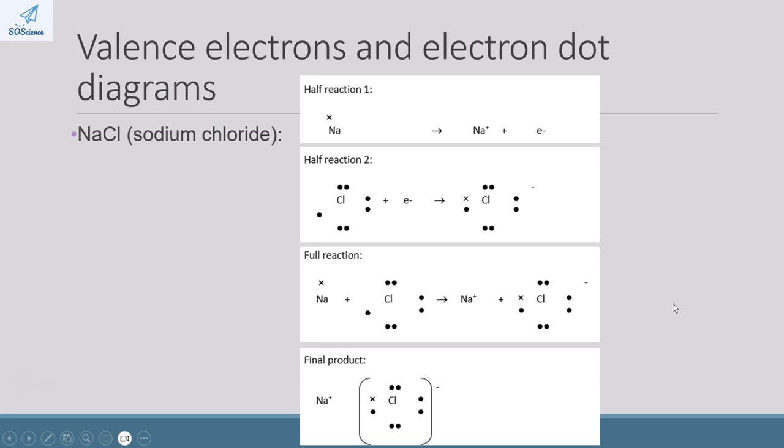And the final product has to be represented like this. The positive ion outside of the square bracket, the negative ion with all its valence electrons. By definition, it will have all 8 valence electrons around it, with the charge of the negative ion outside the square bracket.